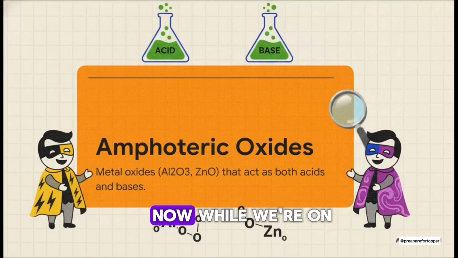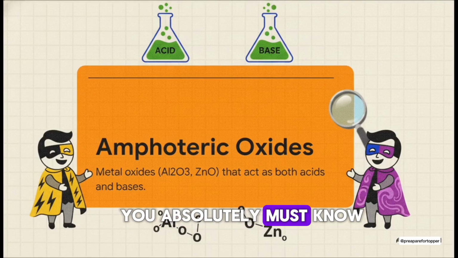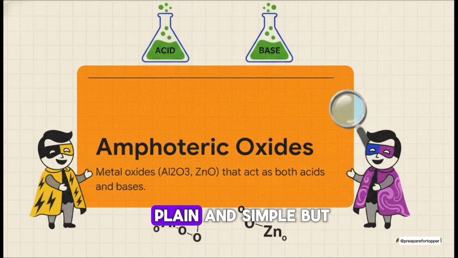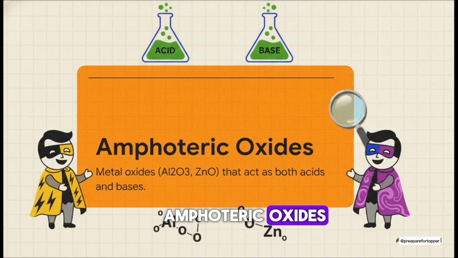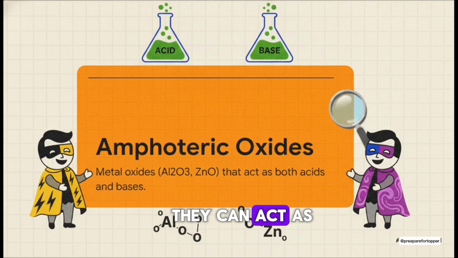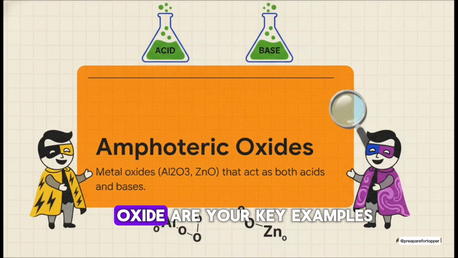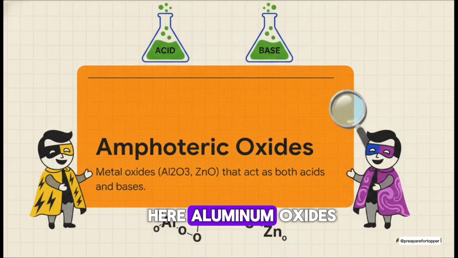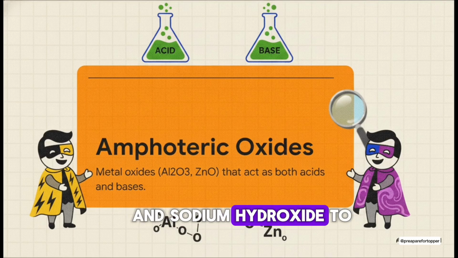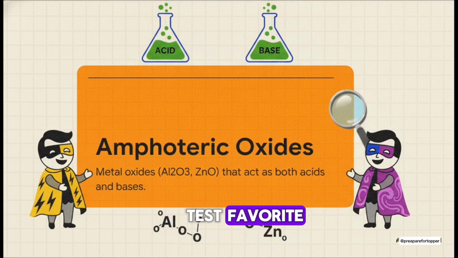Now, while we're on the topic of oxygen reactions, you absolutely must know this definition. Normally, metal oxides are basic, plain and simple. But amphoteric oxides, they are the two-faced tricksters of chemistry. They can act as both acids and bases. Aluminum oxide and zinc oxide are your key examples here. Aluminum oxide's ability to react with both hydrochloric acid and sodium hydroxide to form salt and water is an absolute guaranteed test favorite, for sure.